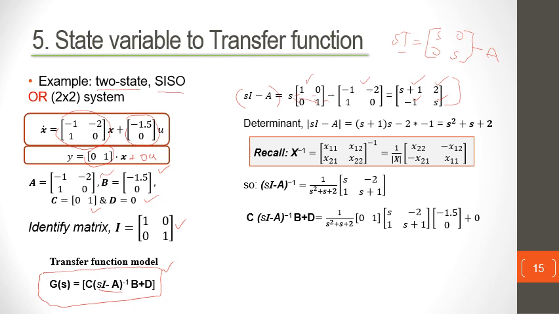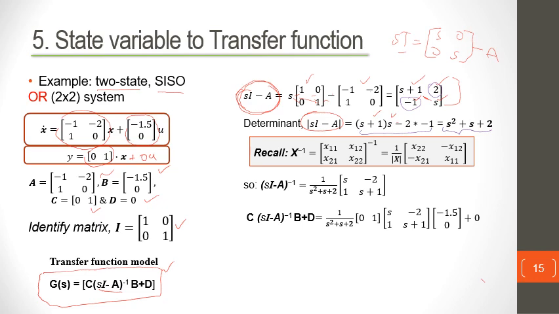So this becomes that. But now we need to take an inverse of this. So the first thing before we take an inverse is to determine what the determinant is. So the determinant is simply the multiplication of the leading edge, which is S plus 1 times S, minus the lagging edge, which is 2 times -1. And then if you make this calculation, you see that this gives you S squared plus S plus 2.